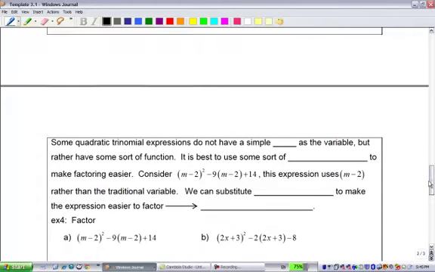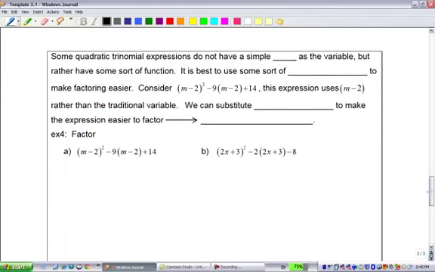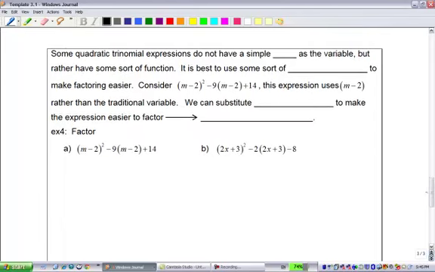Here we go, last page of our marathon notes here. Some quadratic trinomial expressions do not have a simple x as the variable, or just a straight variable, but rather have some sort of function. So it's best to use some sort of substitution. So we're going to use substitution to make factoring easy. It's going to simplify it.